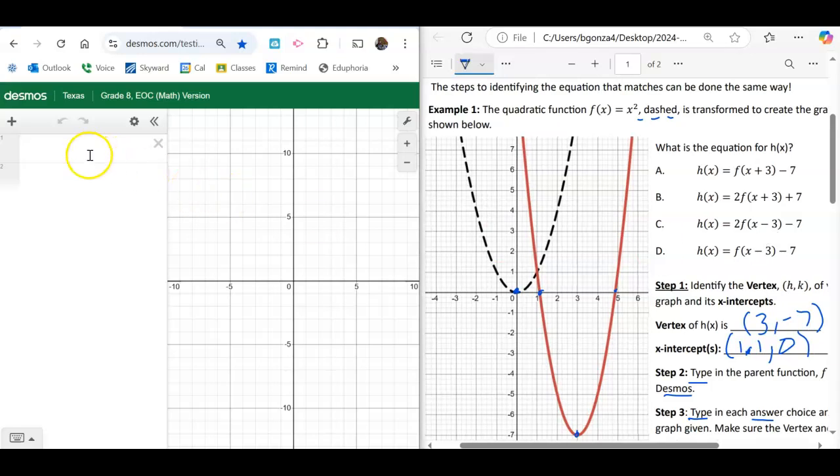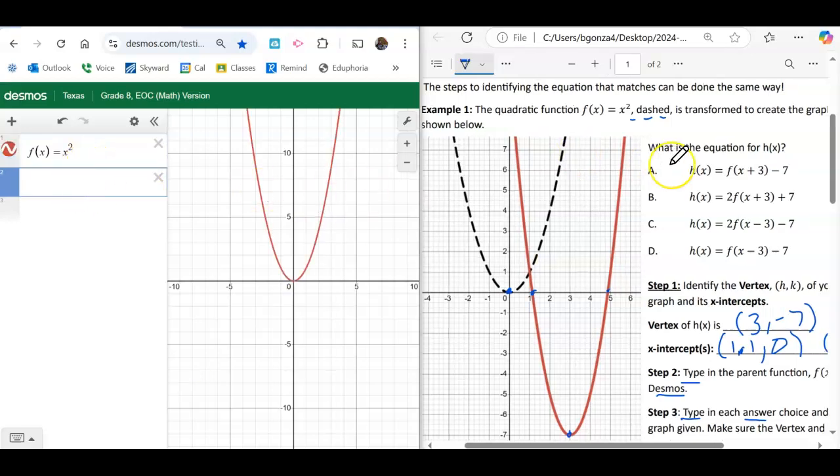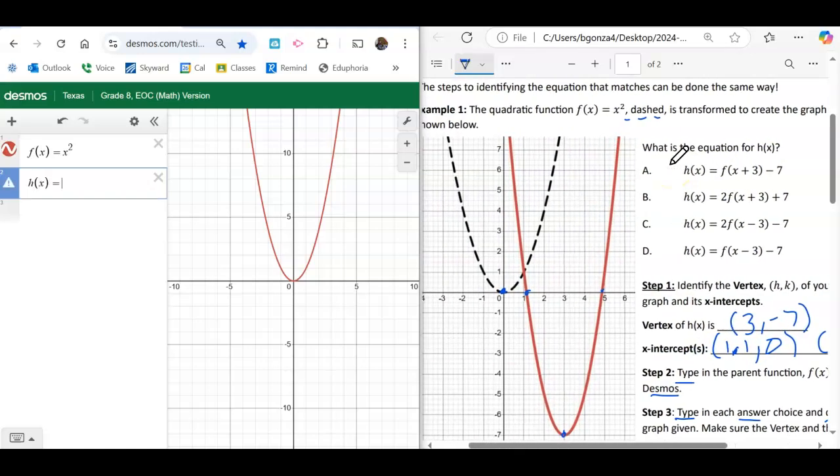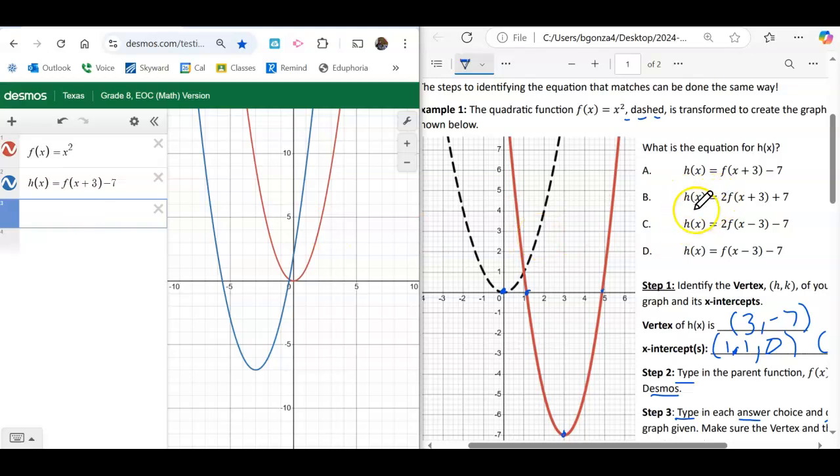So the thing is, you got to put in f of x equals x squared, and then you got to type in these other ones. H of x equals f of x plus 3 minus 7. So if you just type it in, I know this is like a weird format, but if you just type it in the way you see it, you'll notice that this blue one on Desmos does not match this red one with a vertex of 3, negative 7. This is negative 3, negative 7. Okay, let's do the second answer choice.